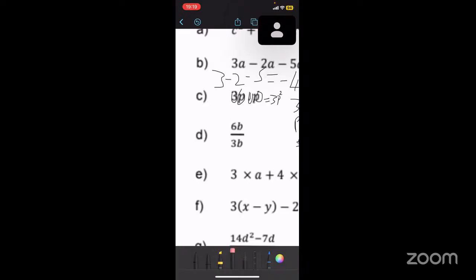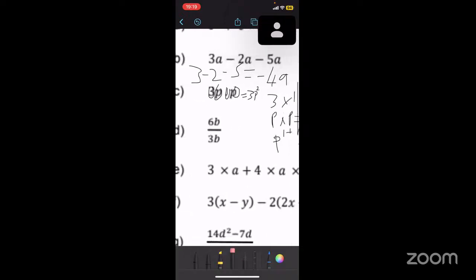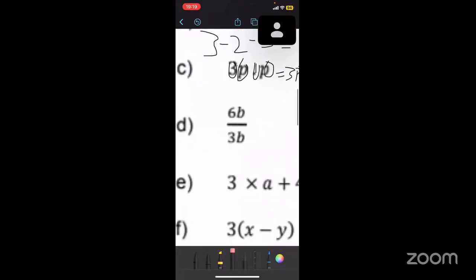Okay, let's do D, Ole. So we have 6b divided by 3b. How are we going to answer that? Ma'am, first we are going to say 6 divided by 3. Ma'am, it's going to give you 2. So 6 divided by 3 is going to give you 2, right, ma'am? Then b divided by b, ma'am, it's the same as 1, but then that 1 you don't write it, so your answer is going to be 2.